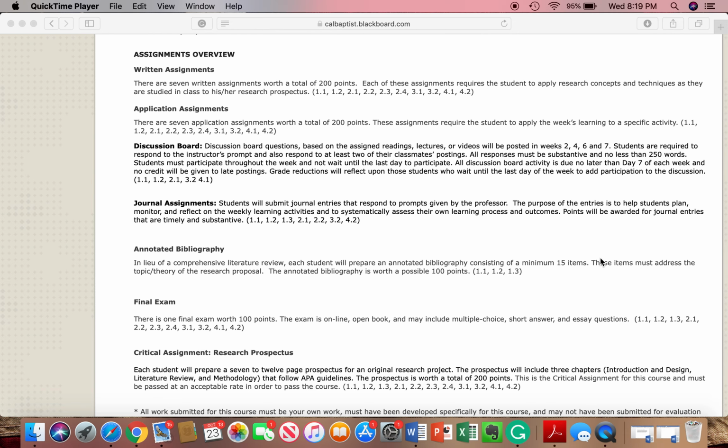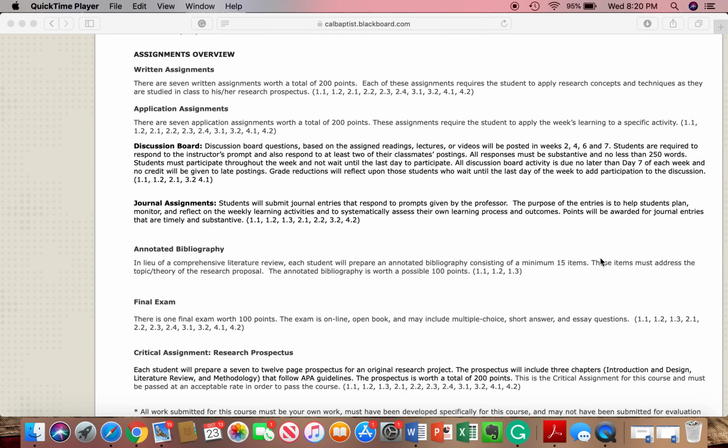Discussion board questions based on the assigned readings, lectures, or videos will be posted in weeks 2, 4, 6, and 7. Students are required to respond to the instructor's prompts and also respond to at least 2 of their classmates' postings. All responses must be substantive and no less than 250 words. Students must participate throughout the week and not wait until the last day to participate. All discussion board activity is due no later than day 7 of each week, and no credit will be given to late posting. Grade reductions will reflect upon those students who wait until the last day of the week to add participation to the discussion.